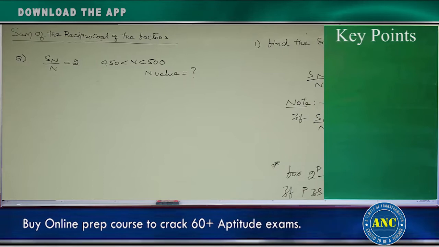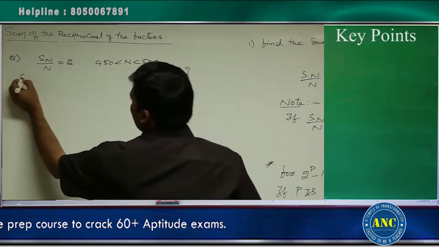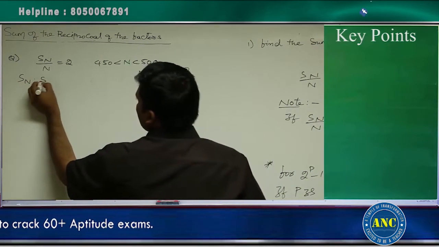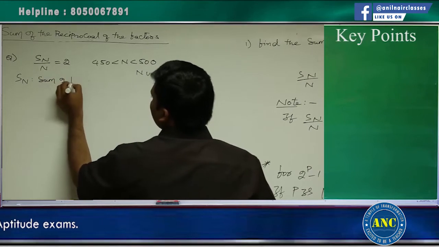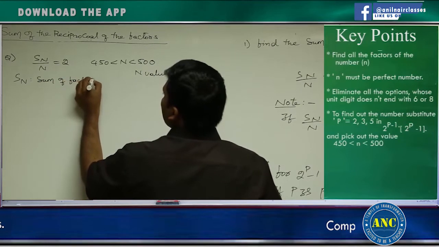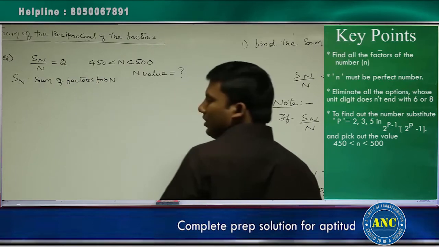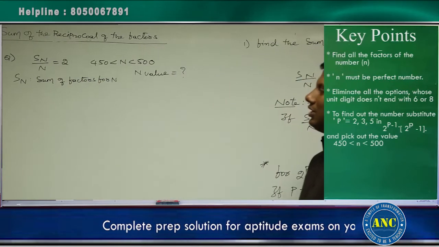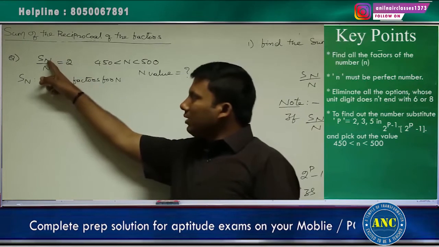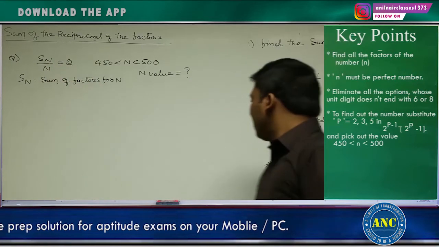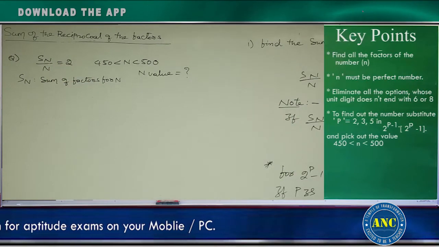Sn denotes the sum of the factors of n. Now, first thing that you can do is sum of the factors by number. What does that mean? Sum of the reciprocal of the factors.